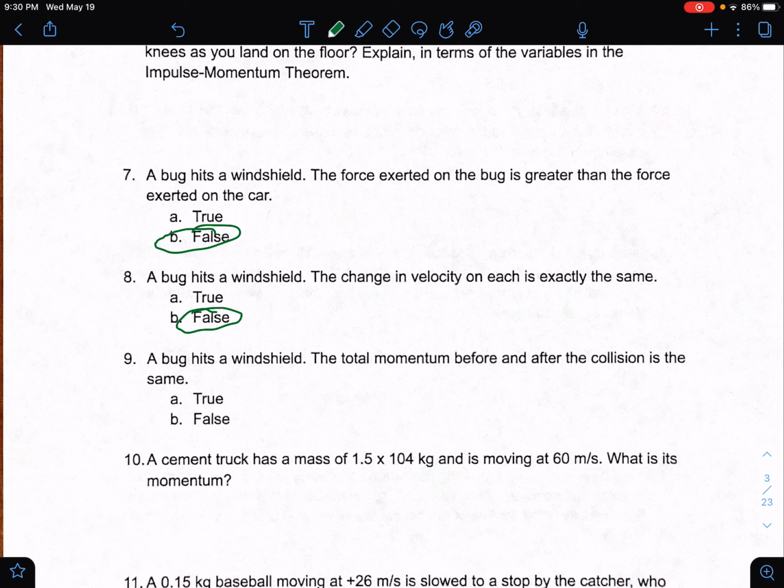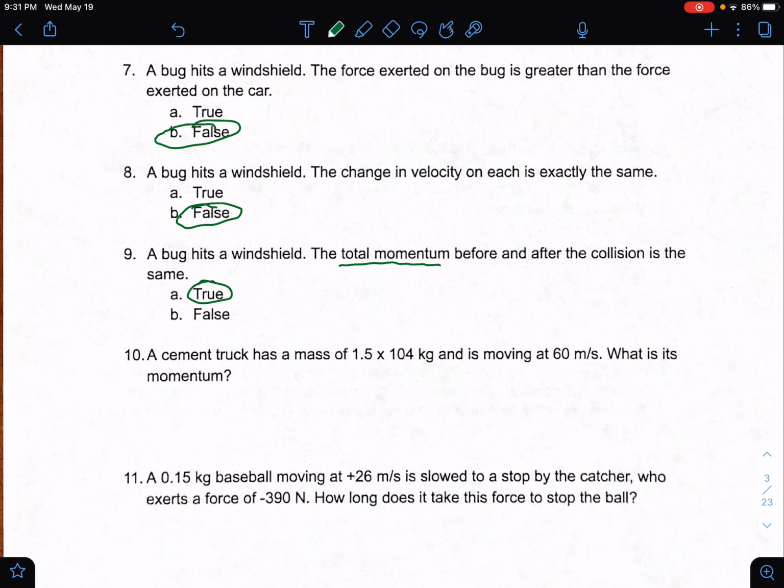Number 9, a bug hits a windshield. The total momentum before and after collision is the same. So remember we said total momentum is always the same before and after. This is true. Your individual momentums can change, so the bug is going to change its momentum. Okay, but your total before and after is going to stay the same.